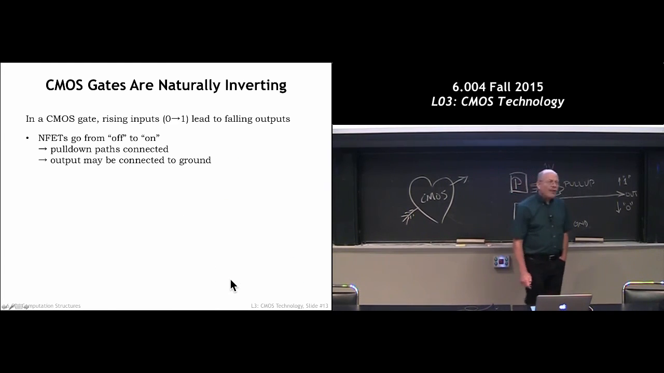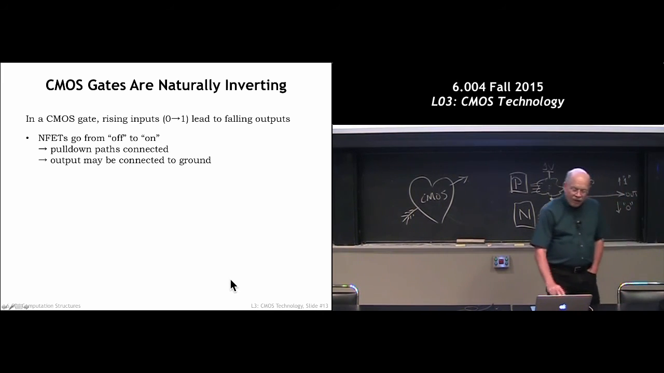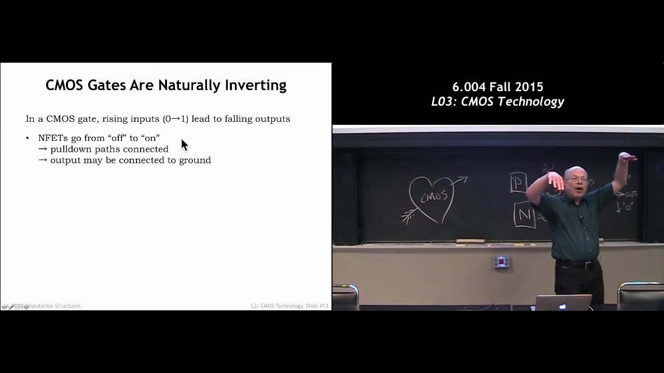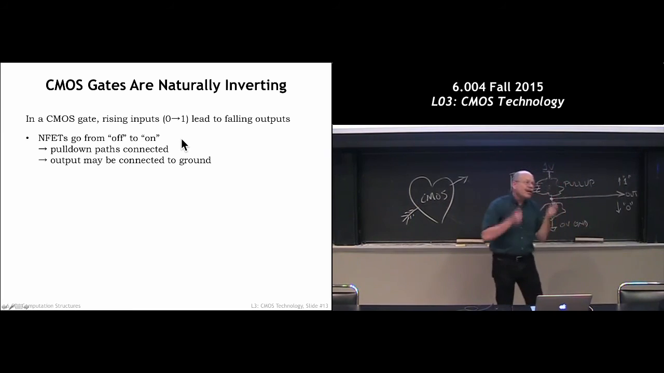So it turns out that CMOS circuits are what we call naturally inverting. The only logic functions I can build are what I would characterize as an inverting logic function. And an inverting logic function is a function where if an input goes from 0 to 1, the output, if it changes at all, will go from 1 to 0. In other words, rising inputs lead to falling outputs and vice versa. That's what an inverting logic function is. Something's going high on the input, that means the output, if it changes, will go low.